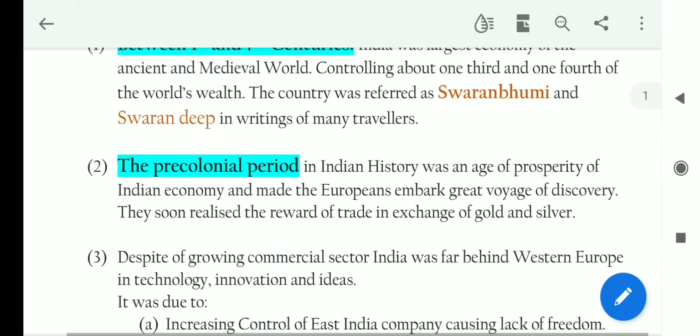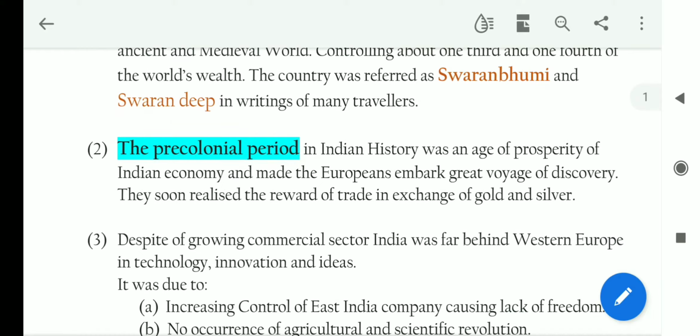Now the second one is about the pre-colonial period. This period is before British colonial rule, 1858. Now what was the position of India at that time? Let's understand. The pre-colonial period in Indian history was an age of prosperity of the Indian economy and made the Europeans embark on great voyages of discovery. They soon realized the reward of trade in exchange of gold and silver.